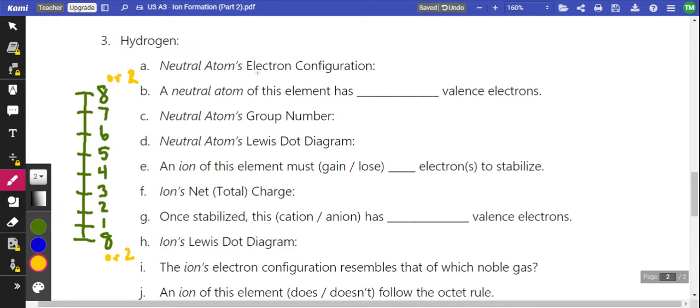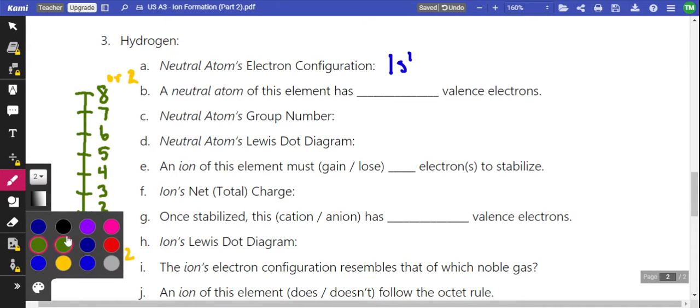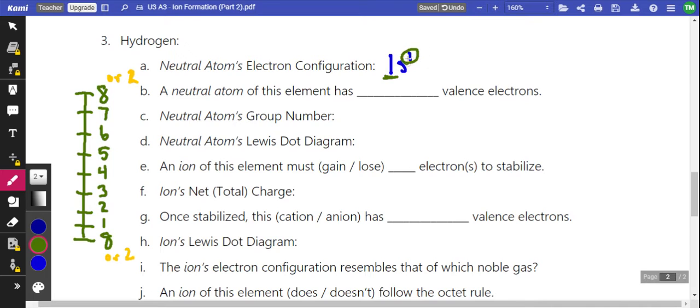Neutral atom's electron configuration for hydrogen is going to be 1s1. Hydrogen is in the first row. It's in the first column of the s block. It only has one electron, period. So its electron configuration is just going to be 1s1. Real exciting. A neutral atom of this element has one electron, period. So I guess that's technically got to be the farthest one out. So it has one valence electron. Just to check our shortcut, it's in group or family or column number 1 on the periodic table, which matches its number of valence electrons.